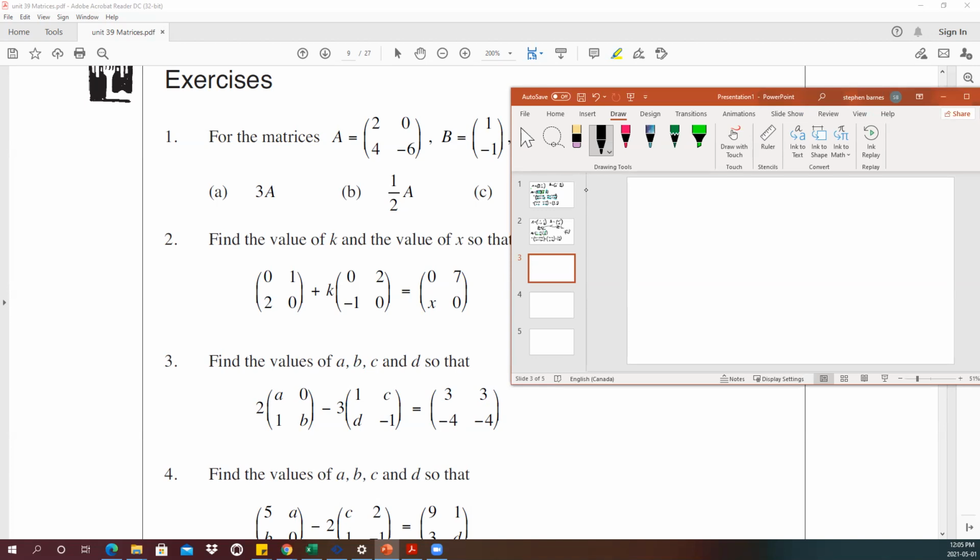So we have 0, 1, 2, 0. And then you have plus k, 0, 2, minus 1, 0, equal 0, 7, x, 0. All right.